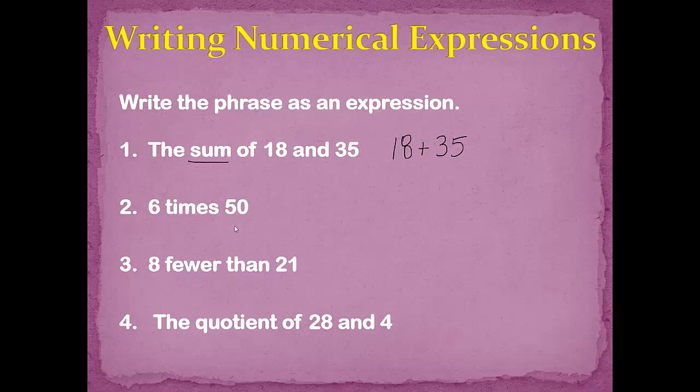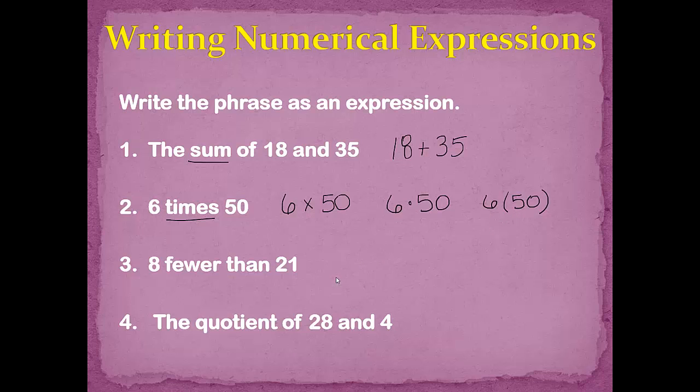For number 2, we have 6 times 50. The word times indicates multiplication. So we can write this as 6 times 50. Other ways to write multiplication would be a dot. So we could do 6 and then a dot and 50, or parentheses, 6, and then a parenthesis around the 50. And when you don't have any symbols in between a number and a parenthesis, it means multiplication.